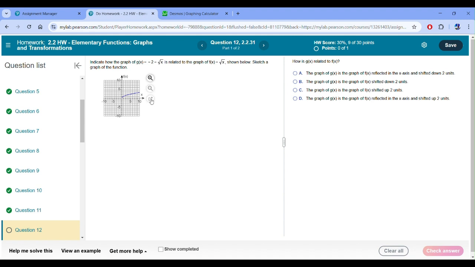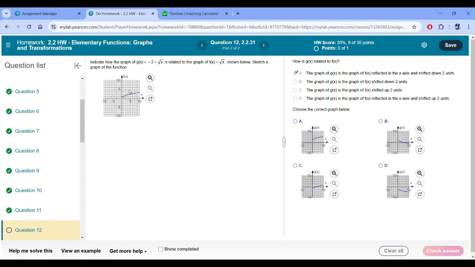Let's try this one. So what happens here, this one is going to be, if you just move this negative 2 to the back, then it's a reflection over the x-axis and move down 2 units. So shifted down 2 units, and there was a reflection over the x-axis. What would this graph, reflection over the x-axis would be looking that way, and shifted down 2 units, I think it's D.